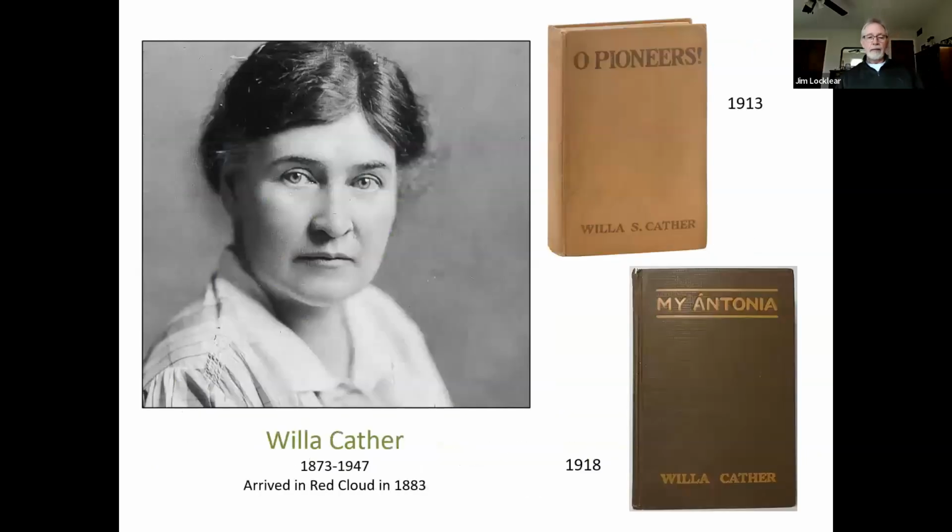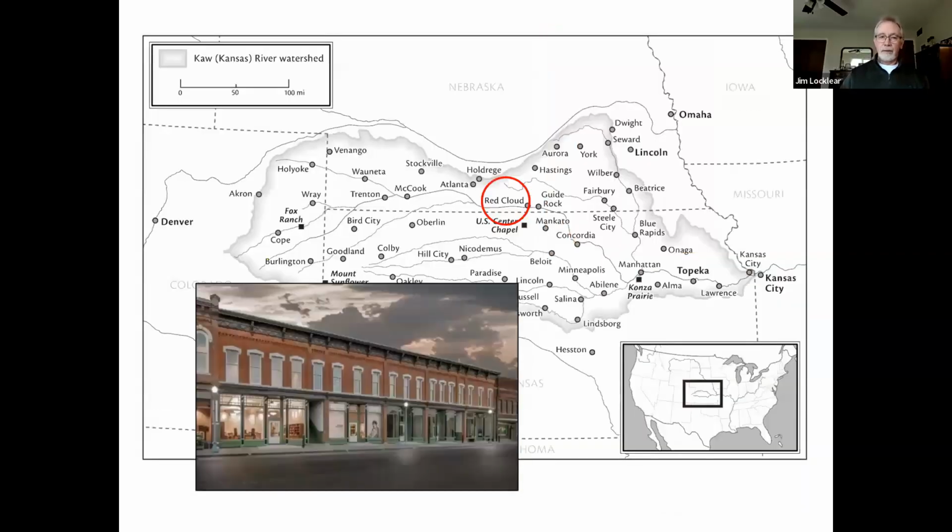Well, we're fortunate that in 1883, a 10-year-old girl arrived in the town of Red Cloud, Nebraska, born and raised in Shenandoah Valley in Virginia. Her folks brought her here, and she started looking around at the place and the people and wrote two very important, beloved books on pioneer life, O Pioneers! and My Antonia: Willa Cather.